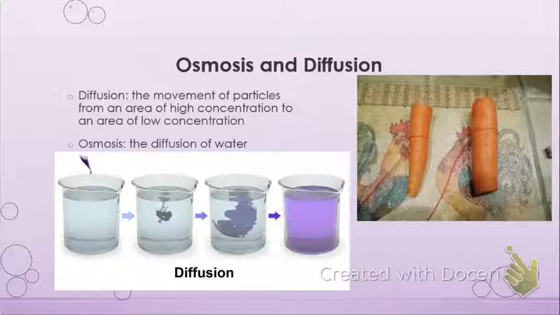Osmosis is the diffusion, or the movement, of water. So in the picture to our right, we have a carrot on the left that is the normal size of a typical carrot. The carrot on the right, however, has been sitting in water for a considerable amount of time. So the water has rushed into that carrot and made it much larger than its normal size.